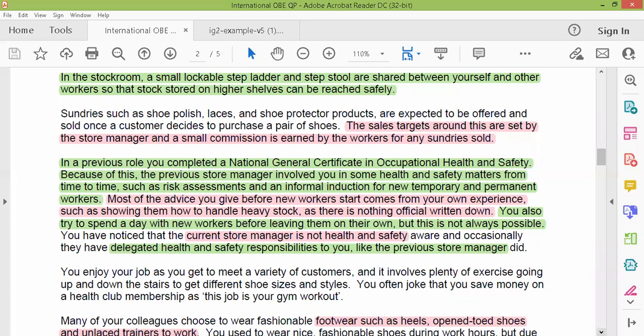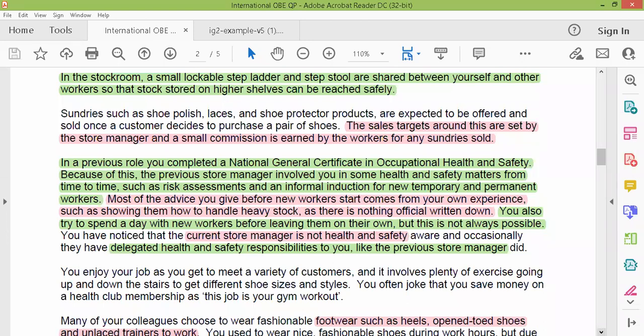Because of this, the previous store managers involved you in some health and safety matters from time to time, such as risk assessment and information and an informal induction for new temporary and permanent workers. Due to this health and safety qualification, the previous store manager involved you in health and safety matters. He involved you in risk assessment, which is a good point, showing positive indicators. And you even gave the new temporary and permanent workers informal inductions.